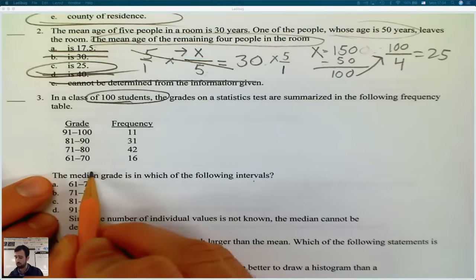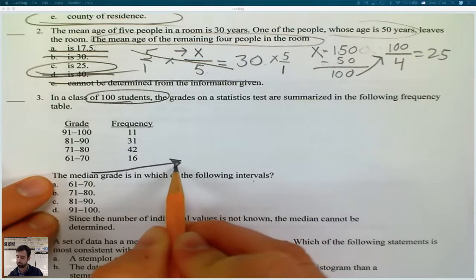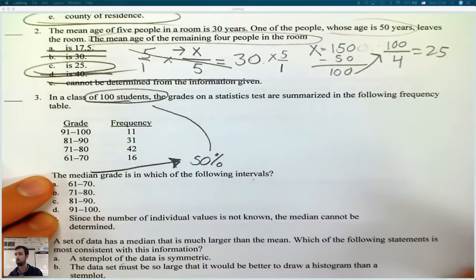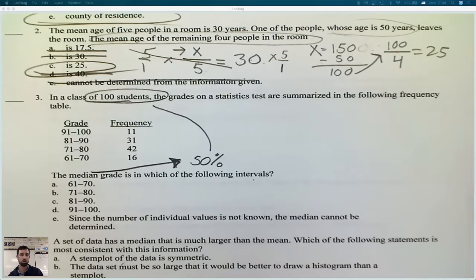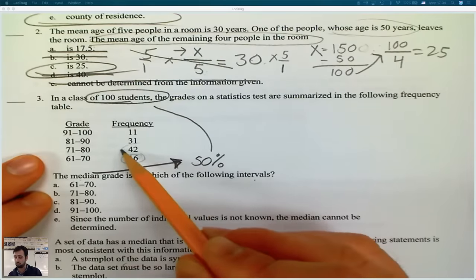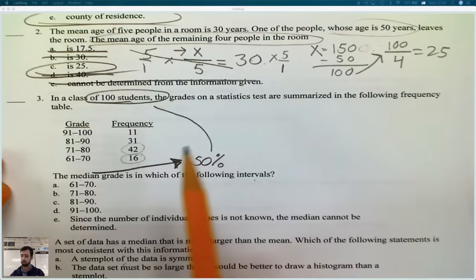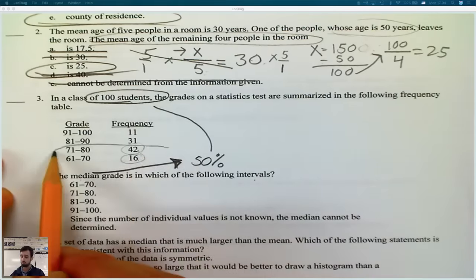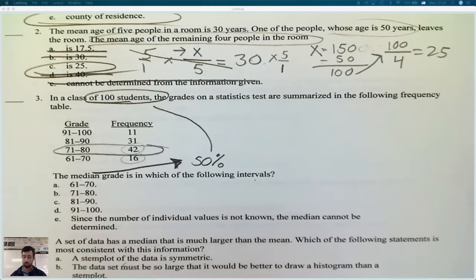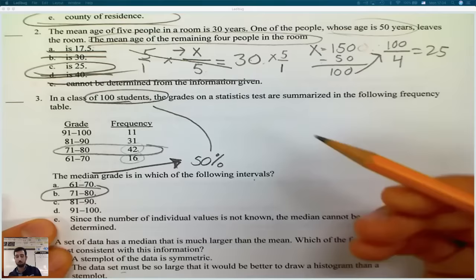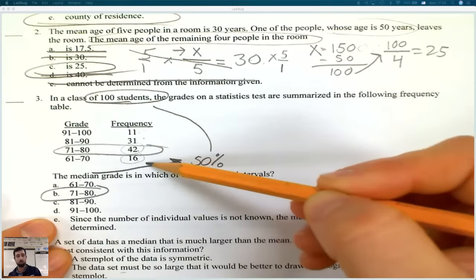We know the median is the 50th percentile. And that's easy to find with 100 students because it's the 50th student. So if this is 16, that's 42. I know that 16 plus 42 is more than 50. So between 70 and 81 has to be where my 50th percentile is, because it's the 50th person. Don't go down either, right? You start from the bottom and go up.